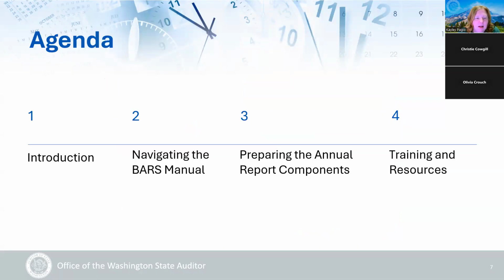All right. So now we are at our agenda. This is our agenda for today's 2-hour training. First, we have an introduction to what the annual report is. Then we'll get into how to navigate the BARS manual. This will help set us up for the exercises and practicing how to find guidance in the manual. We'll spend the majority of time preparing the annual report components. Then we'll wrap up our training with additional training and resources available to help local governments during the filing process. I don't have it noted, but we will have a 10-minute break about halfway through, to give you a chance to refill coffees, water, stand up, make sure you're still awake with us.